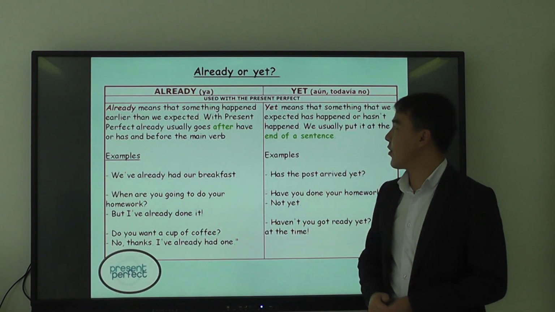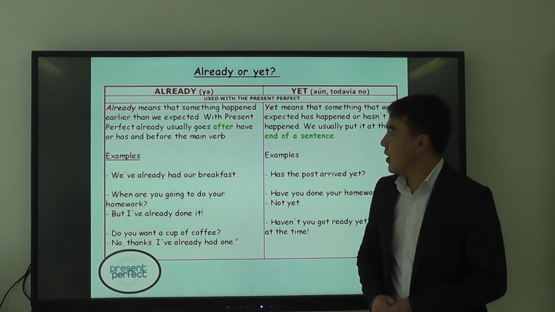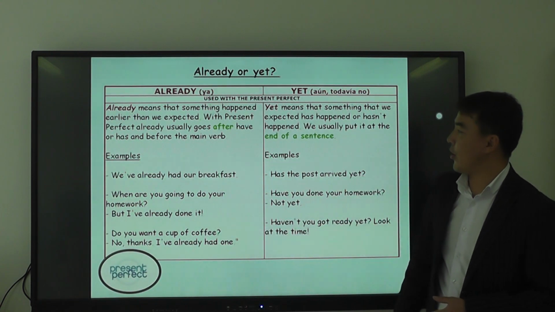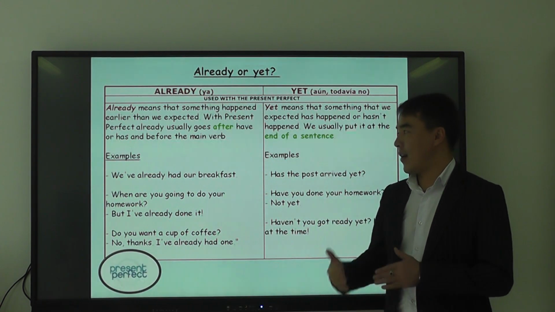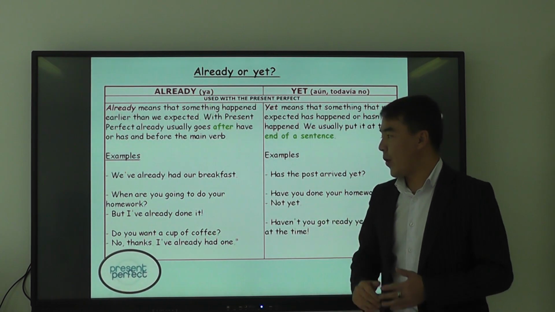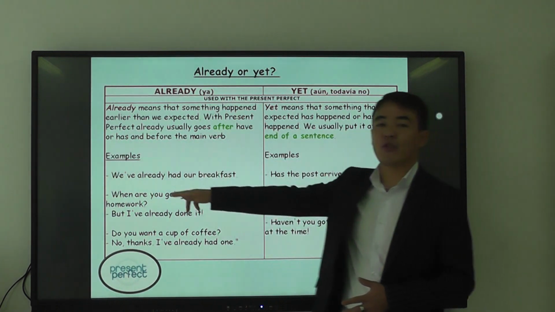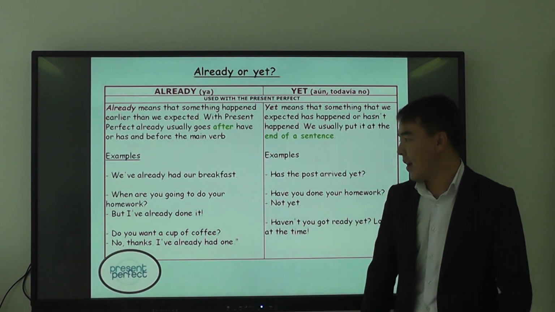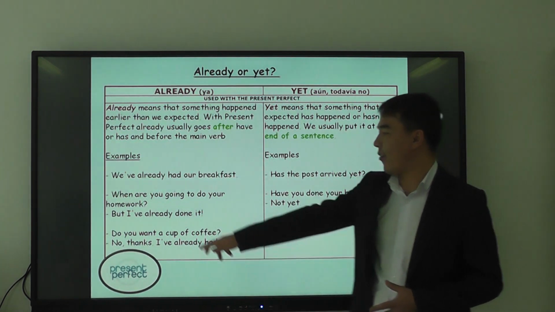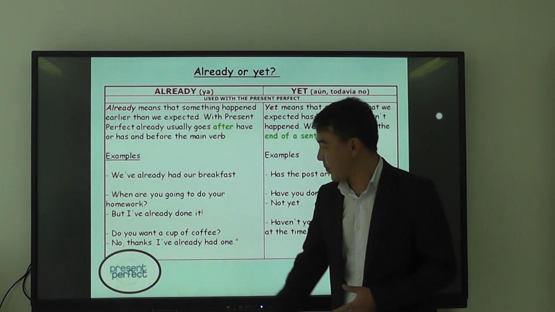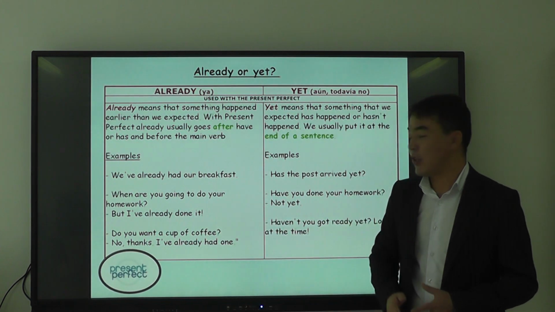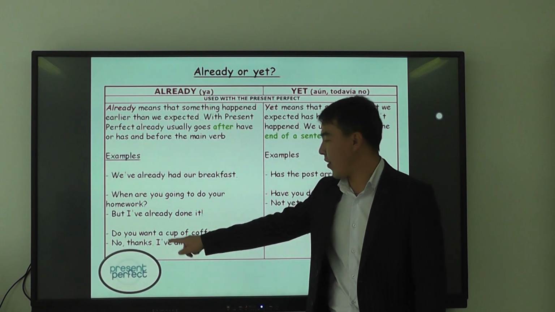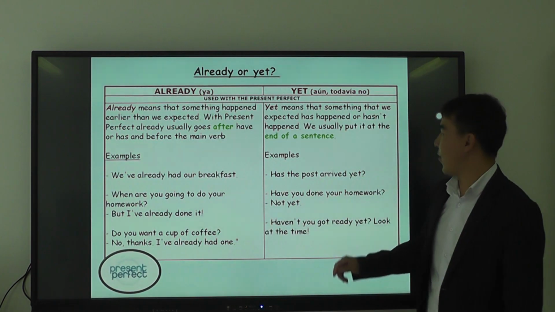And the next, already or yet. Already means that something happened earlier than we expect. With the present perfect, already usually goes after have and has and before the main verb. For example, we've already had our breakfast, and we've here is the short form of the present perfect tense. And when are you going to do your homework? But I have already done it. And here is the short form, I've already done it. So, do you want a cup of coffee? No, thanks. I've already had one. And here is the short form of the present perfect tense, I've already had one.